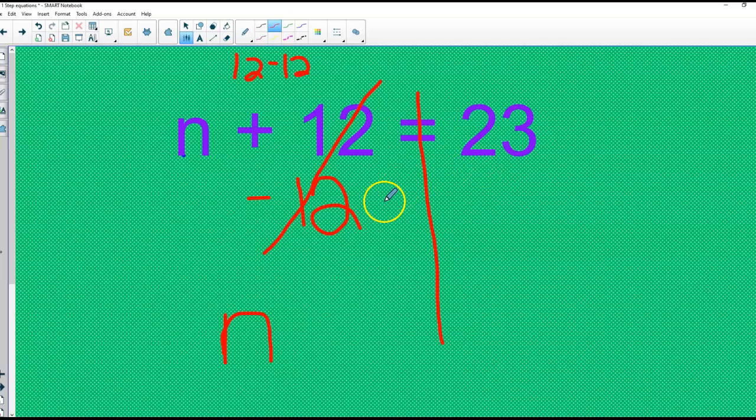And again, I must do the same thing to both sides. So if I subtracted 12 here, I have to subtract 12 here. So the problem on the right we're left with is 23 minus 12, right? And we would know that n is equal to 11. And really, if you plug 11 in here, you would know that you got this right. We use the opposite operation. Opposite operation. Okay?